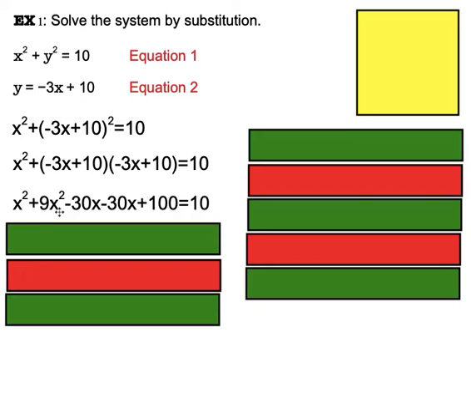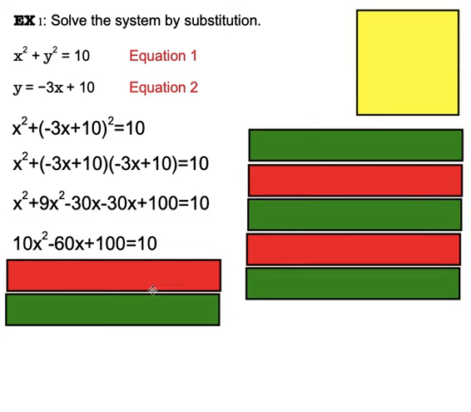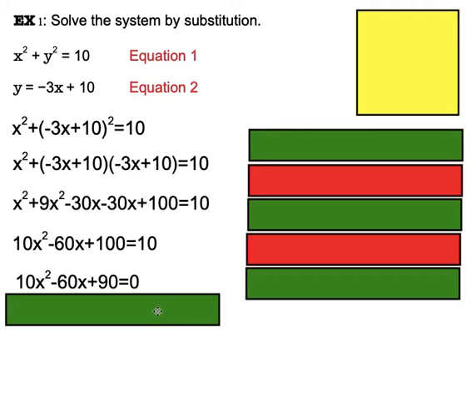Negative 3x times negative 3x is positive 9x squared. Negative 3x times 10 is negative 30x, 10 times negative 3x is negative 30x, and 10 times 10 is 100. We combine the like terms on the left and end up with 10x squared minus 60x plus 100 equals 10. Well, we know we're solving this, so it has to equal 0. So I'm going to subtract the 10 over. I get 10x squared minus 60x plus 90.